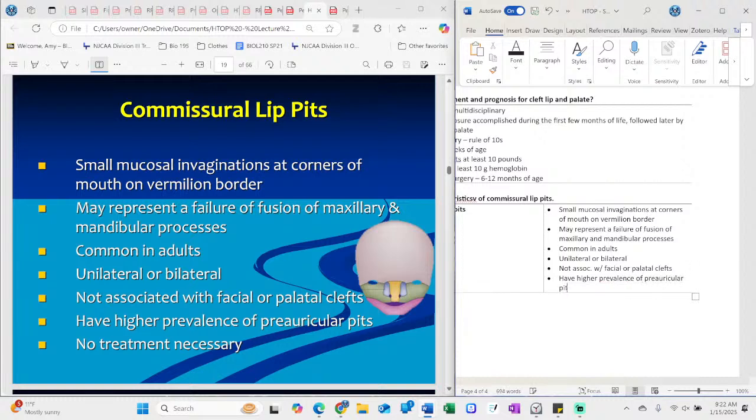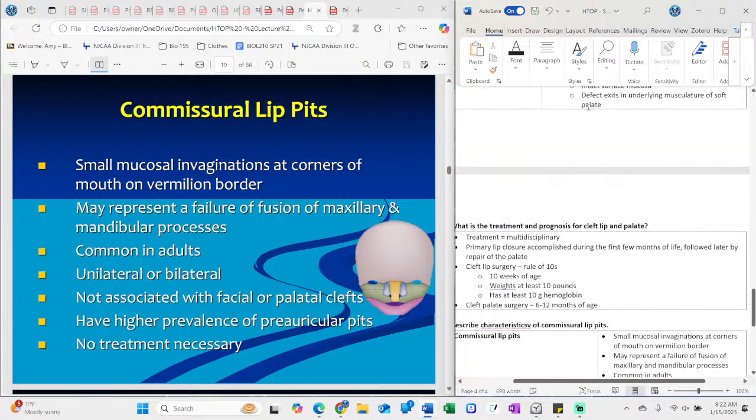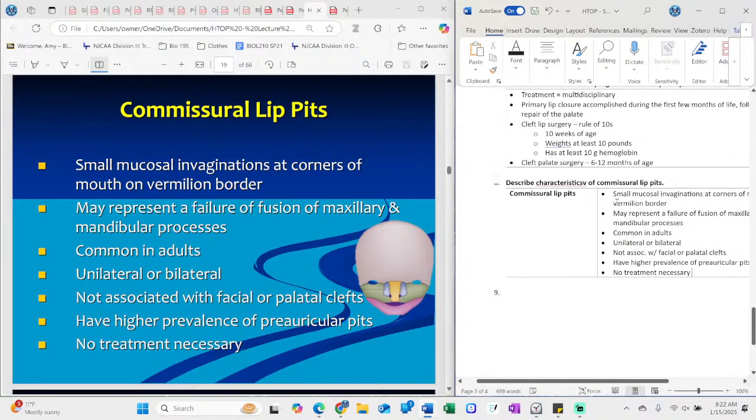These are incidental findings. Most of the time, the patient does not even know they have them, but when you start clinic and start doing a thorough head and neck exam, you may be able to find them. And it has been reported in some studies that these patients may have a higher prevalence of preauricular pits, meaning pits in front of the ears, but that does not have any relevance to any kind of syndromic conditions or any clinical significance.